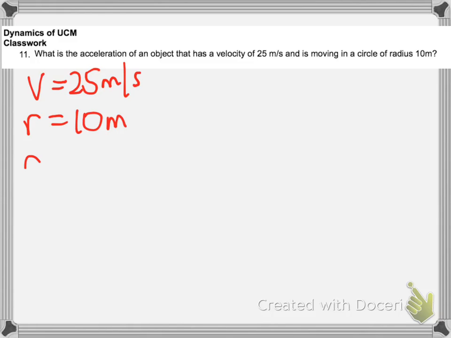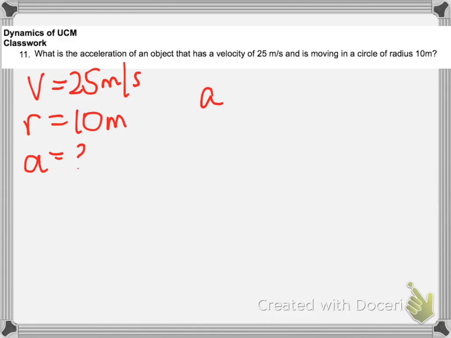Problem 11 says, what is the acceleration of an object that has a velocity of 25 meters per second and is moving in a circular radius of 10 meters? So they tell us that the velocity is 25 meters per second and our radius is 10 meters, and the acceleration is what we're looking for.